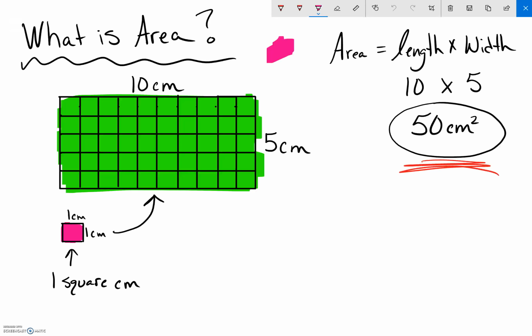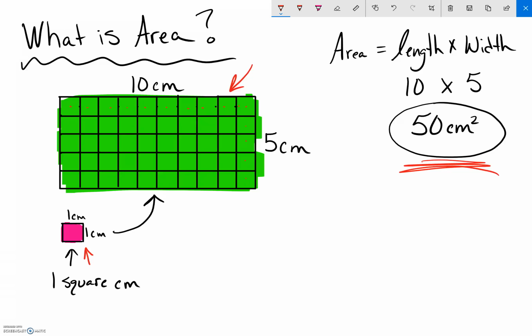Okay, that should have happened in what was a split second for you guys. Took me a little while to fill it in. But as you can see now, we have 1 square centimeter here, and we had determined the area of this rectangle is 50 square centimeters. And now you could count them. 1, 2, 3, 4, 5, 6, 7, 8, 9, 10 by 1, 2, 3, 4, 5. That gives us a grand total of 50.